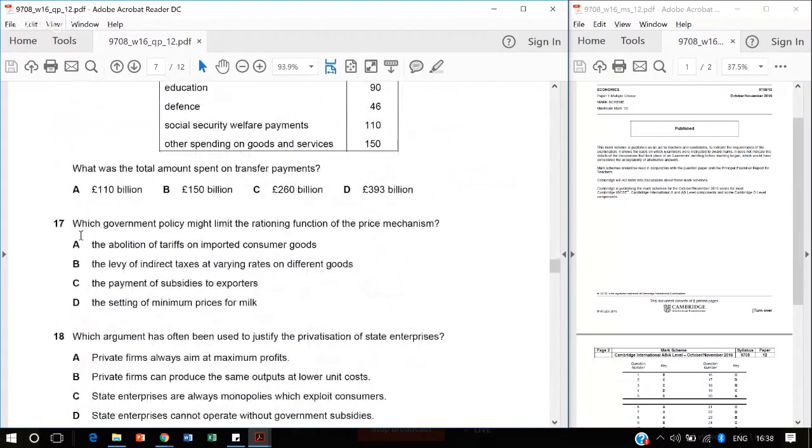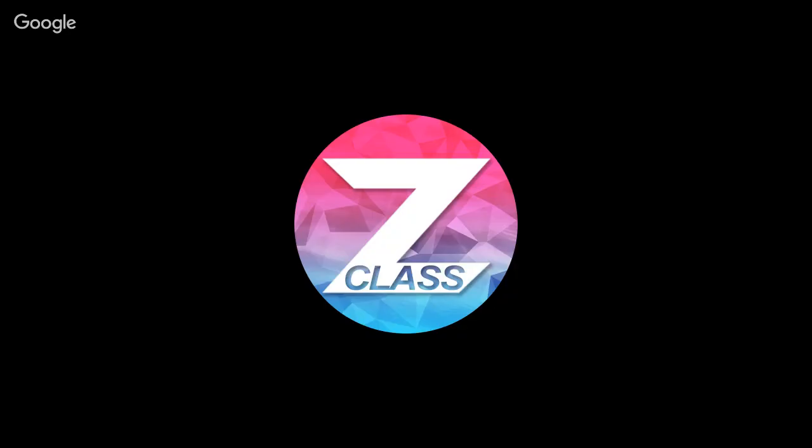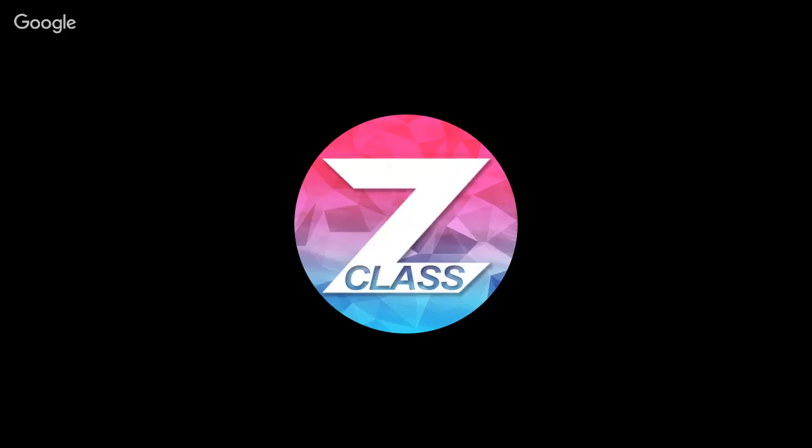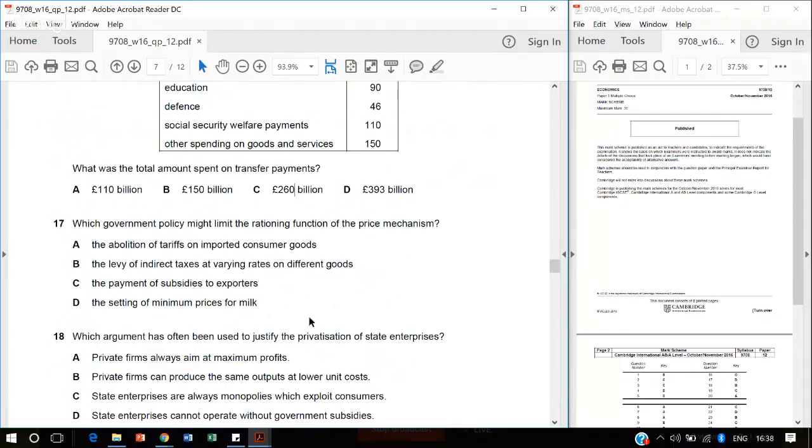Which government policy might limit the rationing function of the price mechanism? I said 17D, the setting of minimum prices for milk. Why? Because once you set a minimum price, that means there's excess supply. So that limits the rationing function. Where do all those people who supplied this extra amount take their milk to? Very good.